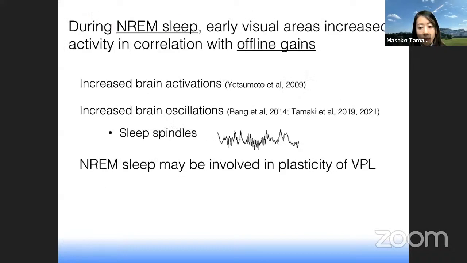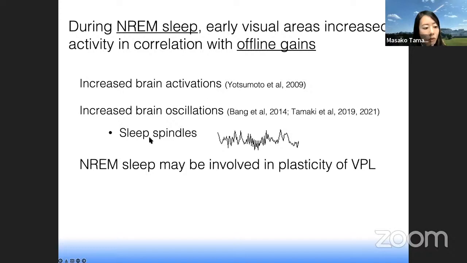So there are 2 stages of sleep, non-REM and REM sleep. Then how are these different sleep states involved in learning? Previous studies have found that after training on the visual perceptual learning task, early visual areas increased their activity, and increases in activation were correlated with the amount of offline performance gains. That is, the performance changes over sleep.